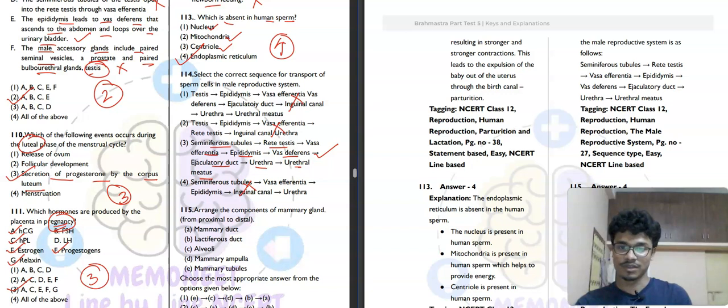And the fourth option is saying inguinal canal, I don't know why they give it. So the third option will be your correct answer for this question. Third option, the correct sequence for the transport of sperm cells.